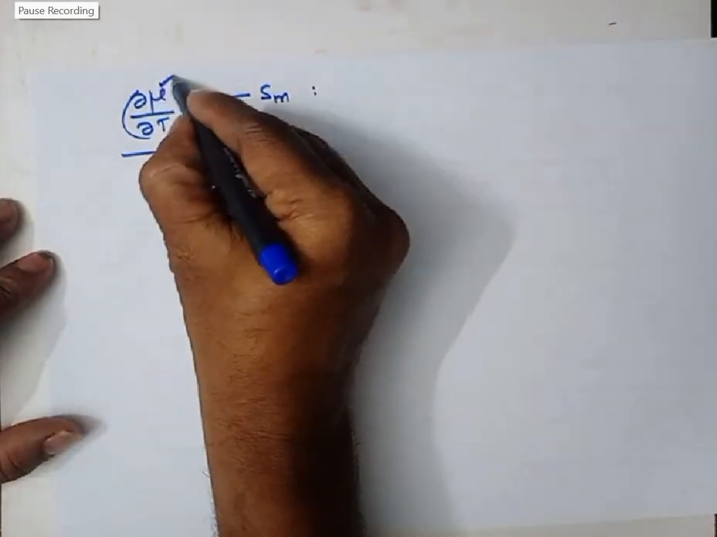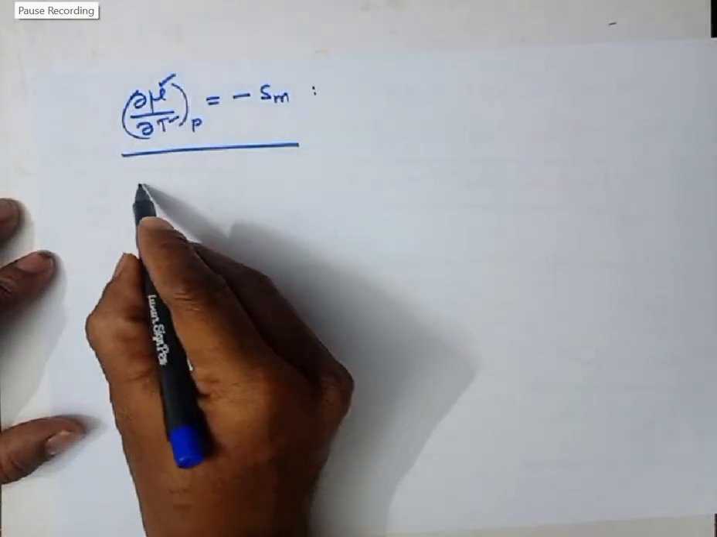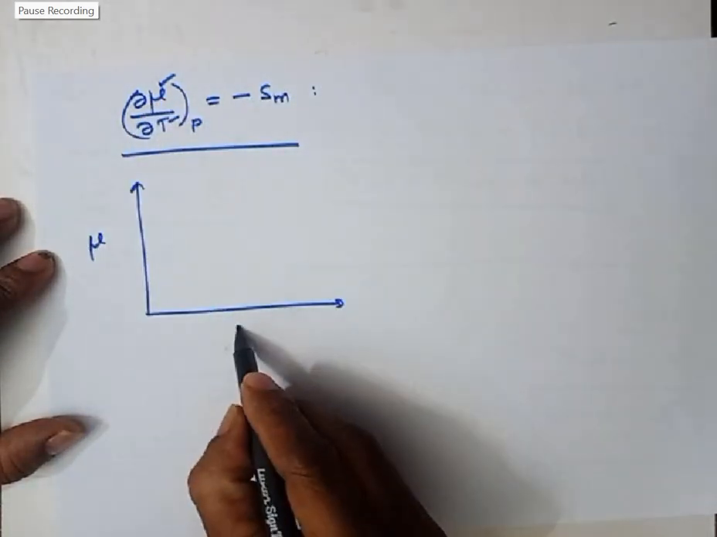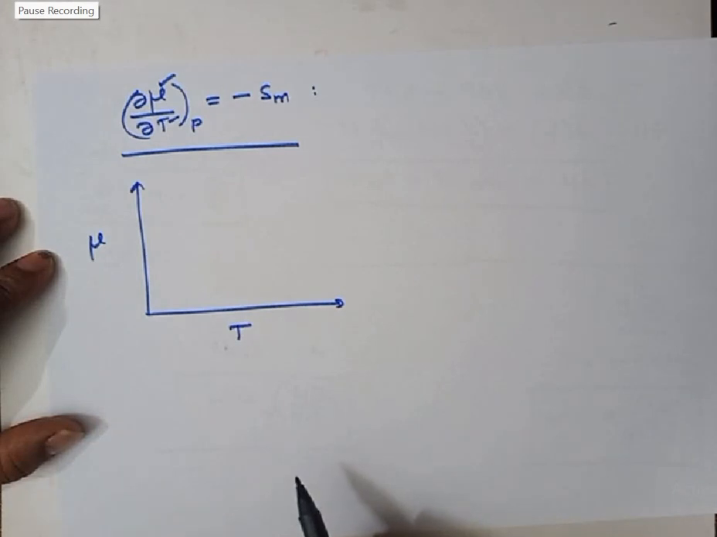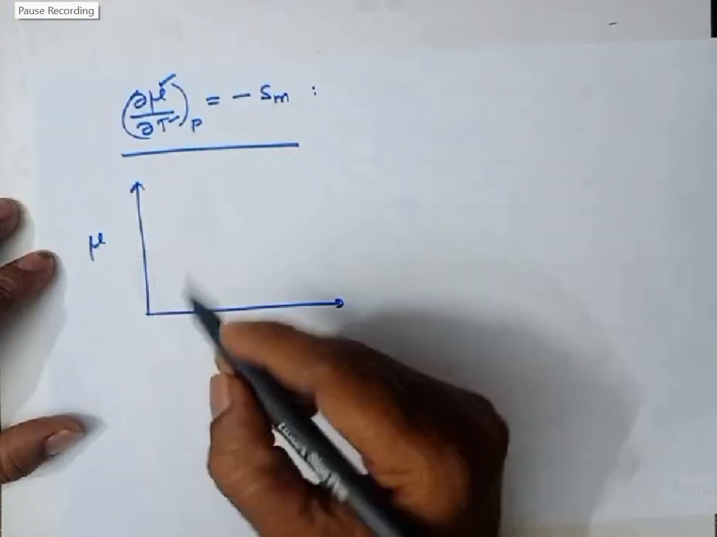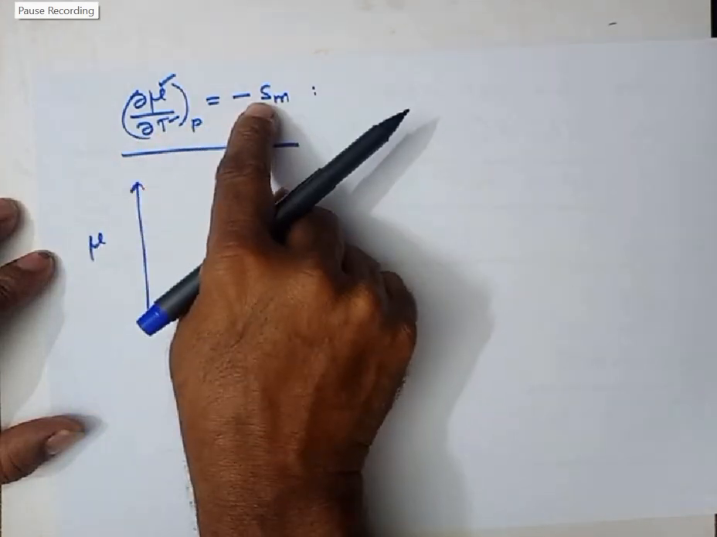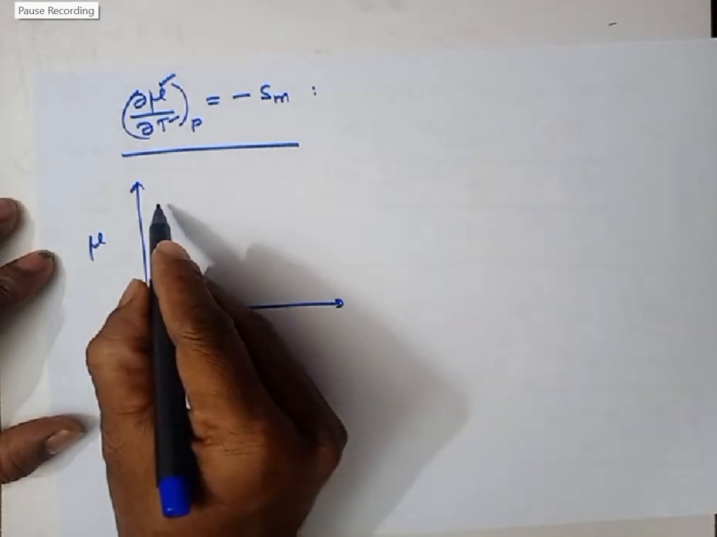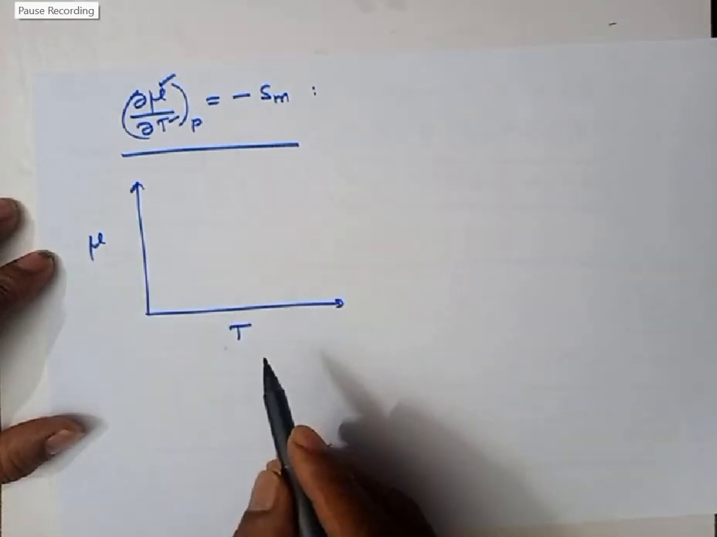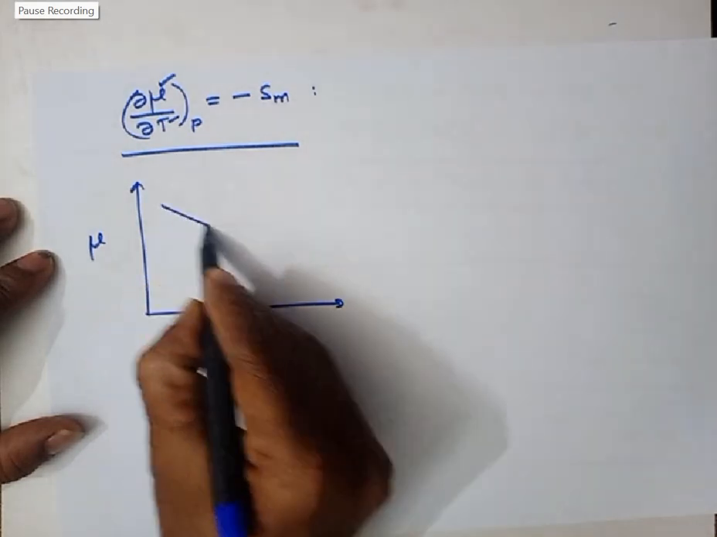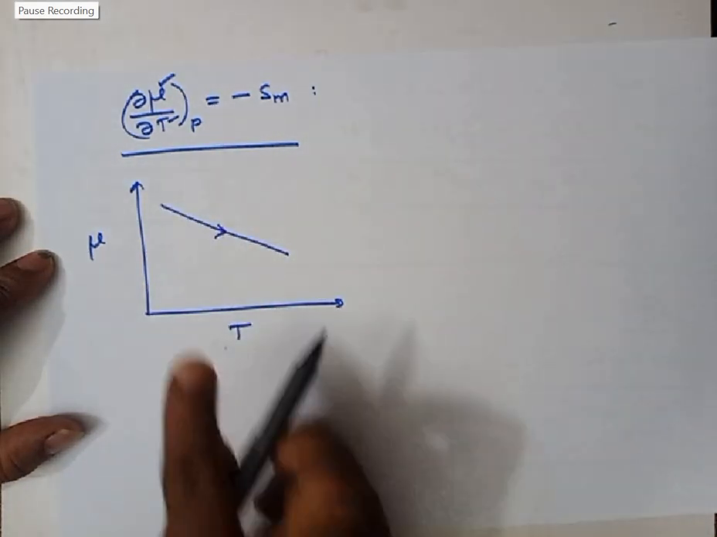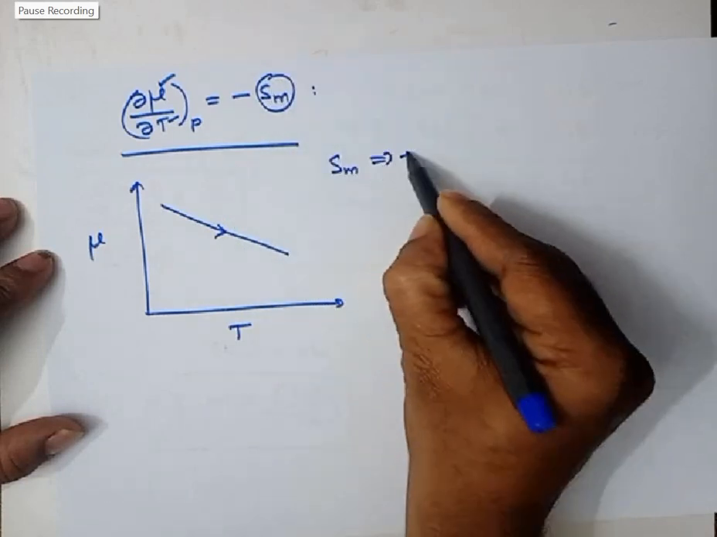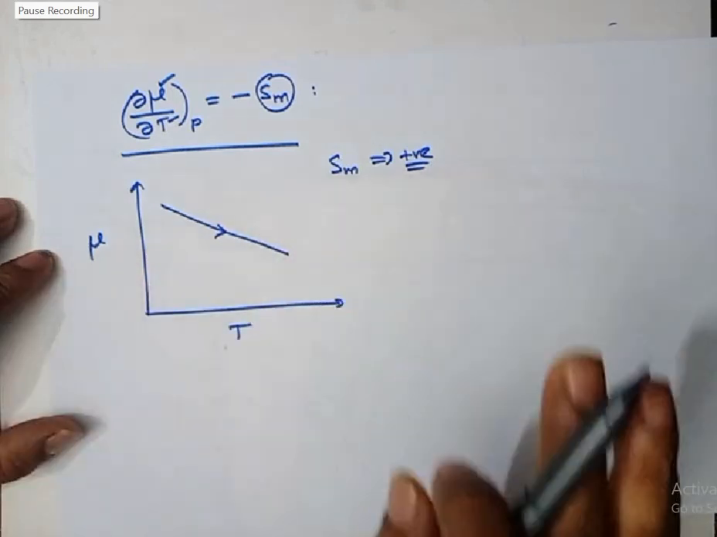Listen, if I plot chemical potential on the y-axis and temperature on the x-axis, we get a straight line with a negative slope. This is the slope. In general you will get a negative slope. Why negative slope? Because molar entropy, Sm, is always positive. Entropy cannot be negative.